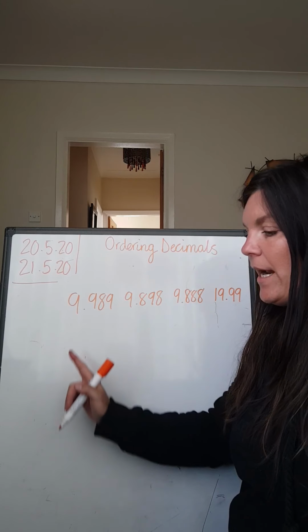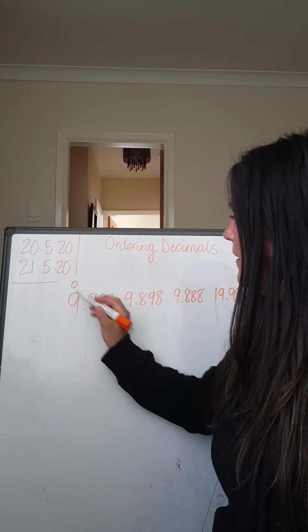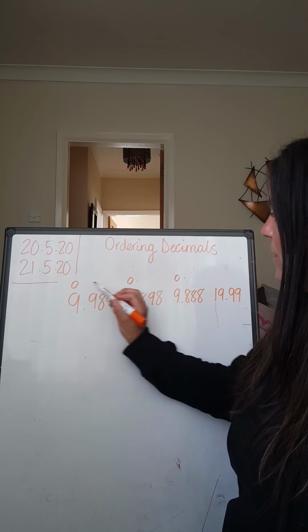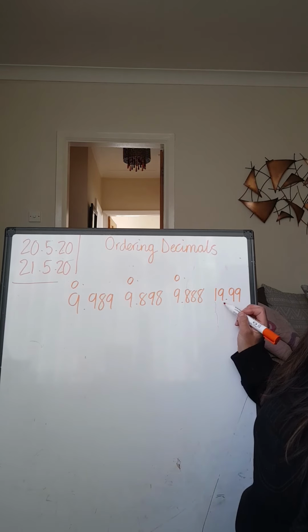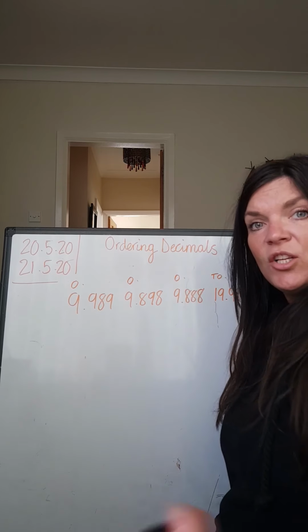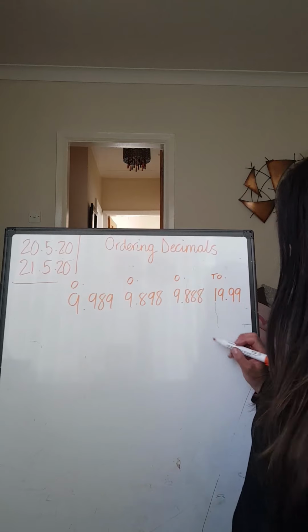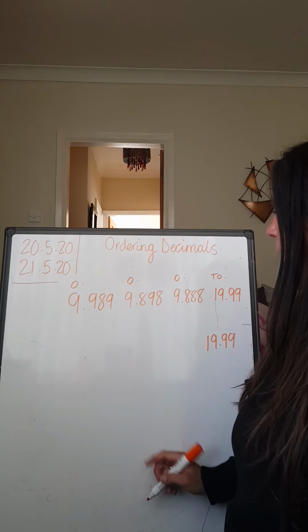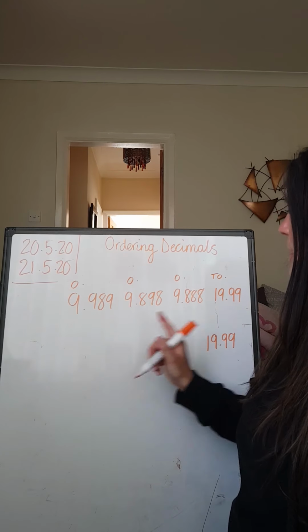Now again, I've got the ones column here. I've got the ones column there. I've got the ones column because the decimal point's straight after the ones, isn't it? And this time I've got tens and ones before the decimal point. So straight away, that's the biggest number. I'm going to put that here, 19.99. And now I just need to work out which one's the smallest out of these ones.